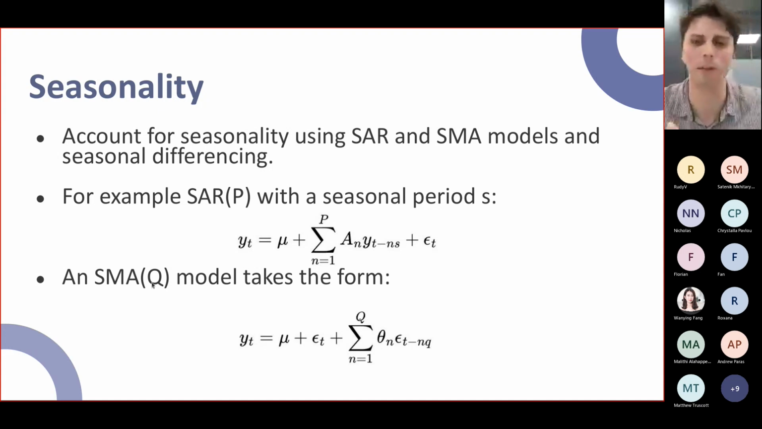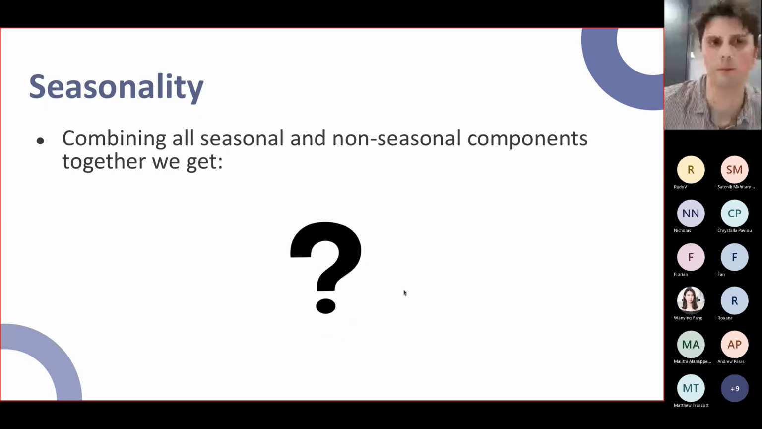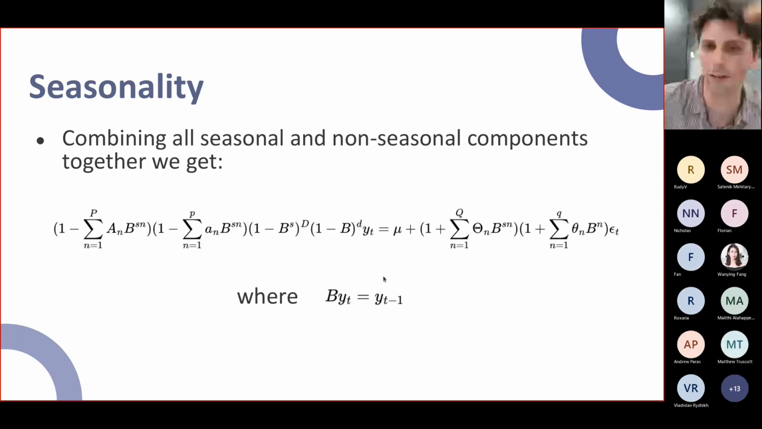A seasonal MA(Q) looks very similar, except now it uses the noise term and the Q seasonally spaced previous values of the noise term. Now, if you combine all that together with the non-seasonal components, you get SARIMA. And what does that look like? Well, it looks like that. It doesn't really matter too much, but that's the equation.